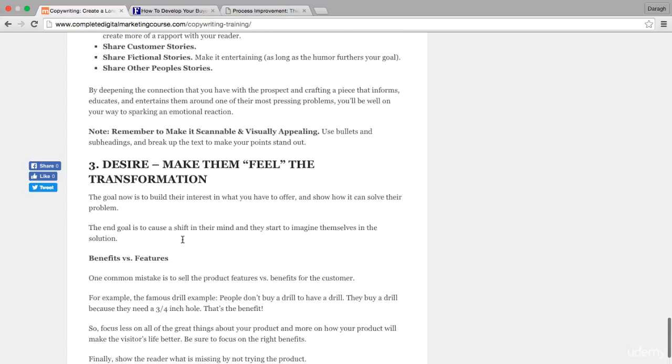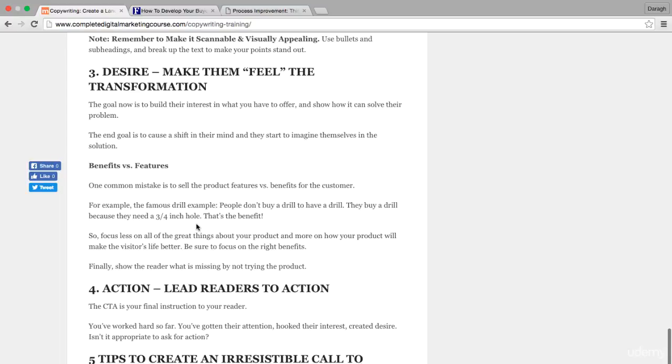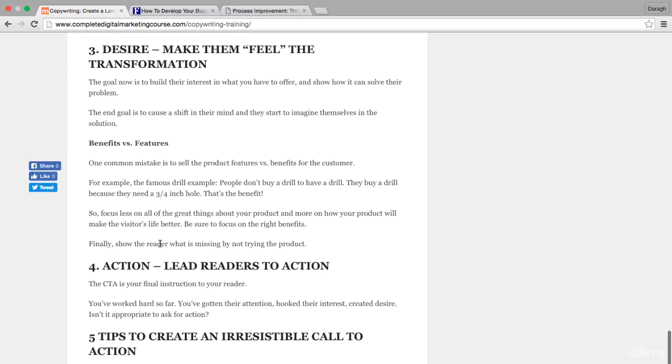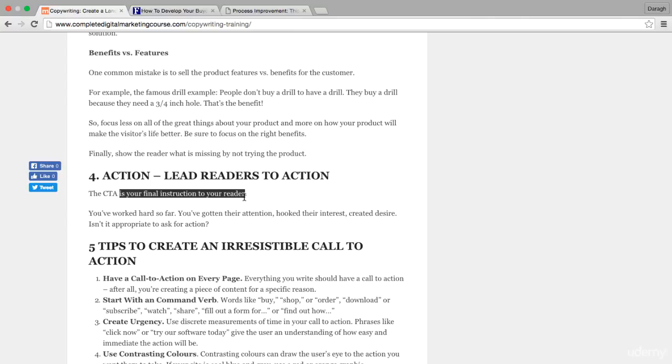So now, once you've presented the problem and you have showed them the solution to their problem, the next step is really action. This is the final step in the AIDA process. And what you want to do is really lead your readers to action. The CTA, the call to action, is the final instruction for your reader. You've worked hard by now. You've got their attention, you've hooked their interest, you've created desire. So isn't it appropriate to ask for action now?